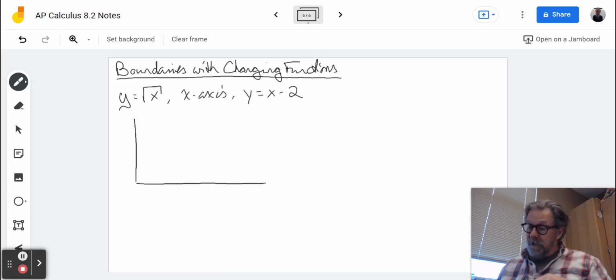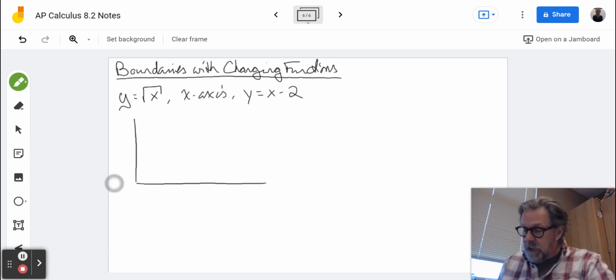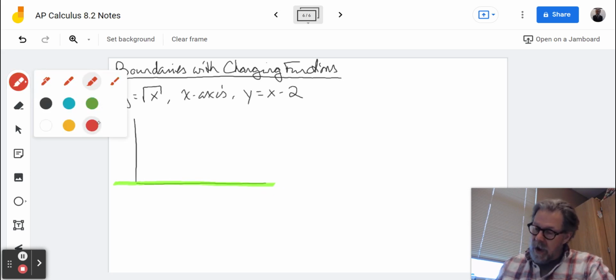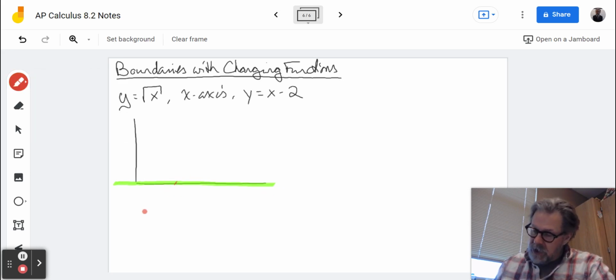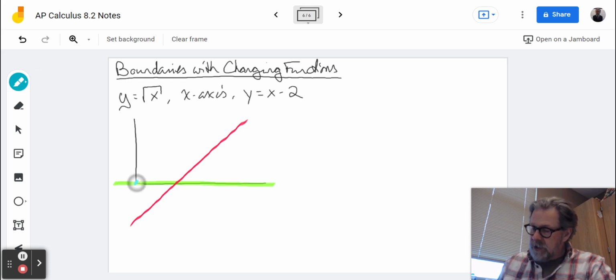All right, welcome back. For our fourth example, what we're going to look at is multiple functions. So what we have here is three functions that are going to define our region. The first is the x-axis. The second is y equals x minus 2. And the third is y equals square root of x.